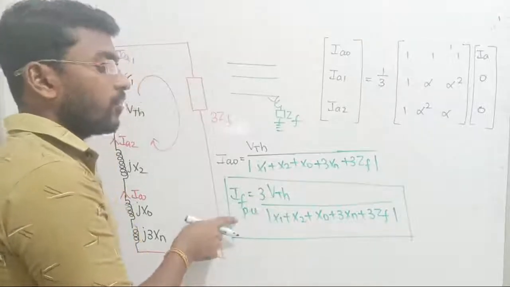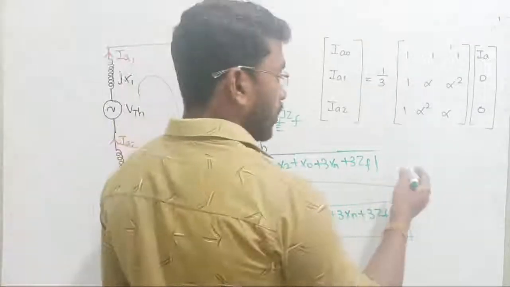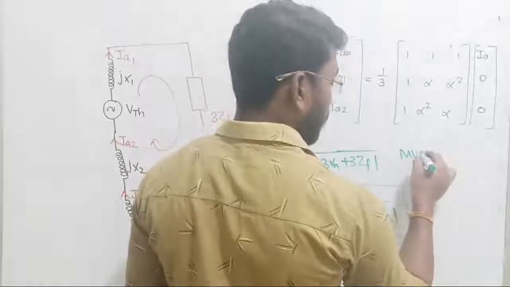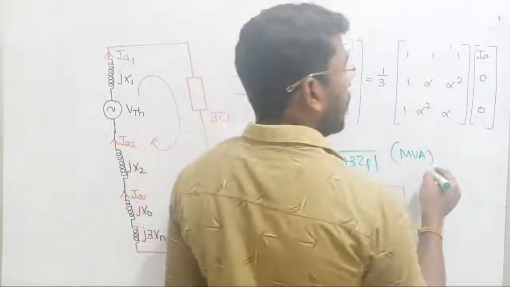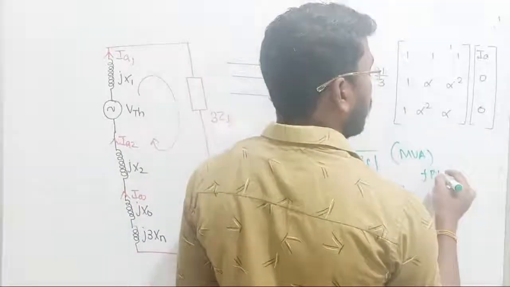So once you calculate the fault current, that will be directly equal to what? MVA. You know the rest of the things we need to do. What do you do next, sir? Once the fault current is known, MVA fault in per unit. MVA fault in per unit equals what?